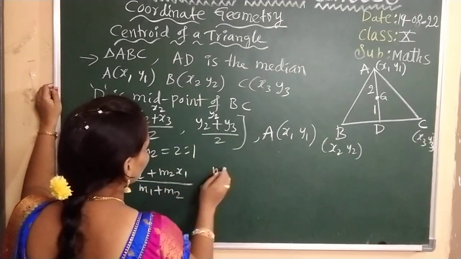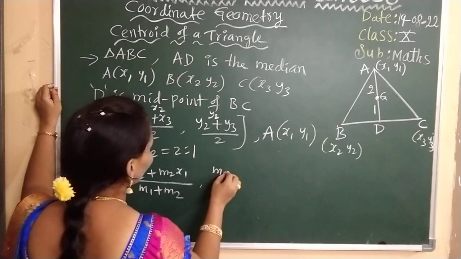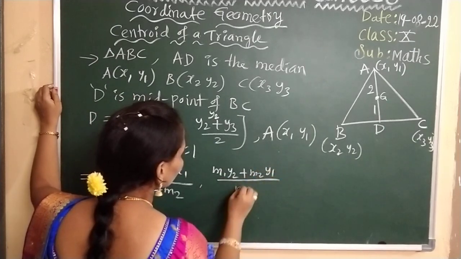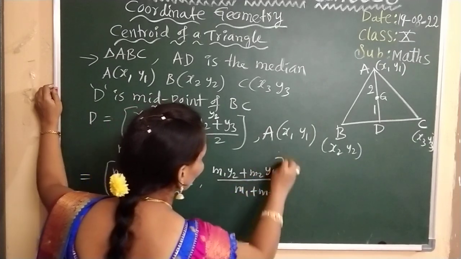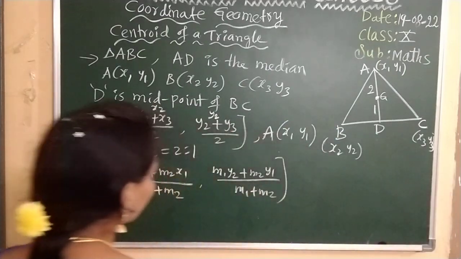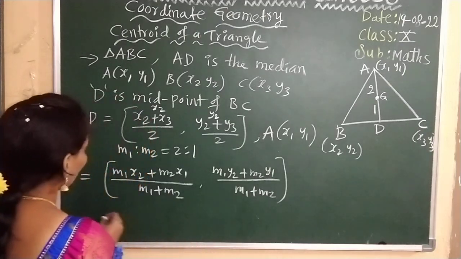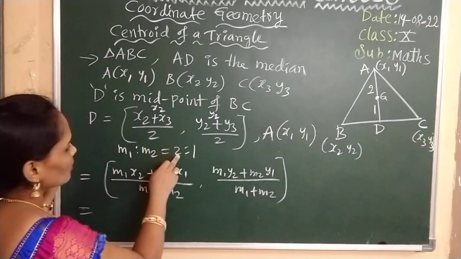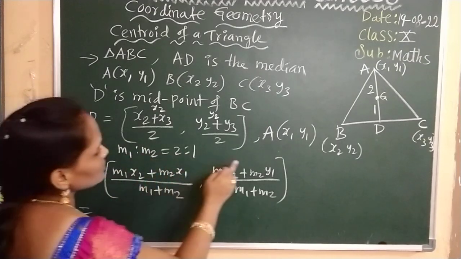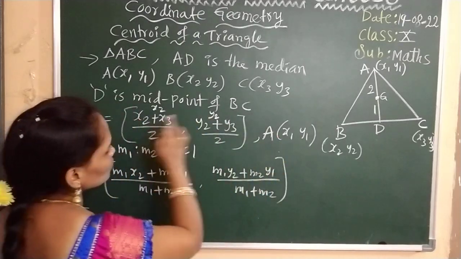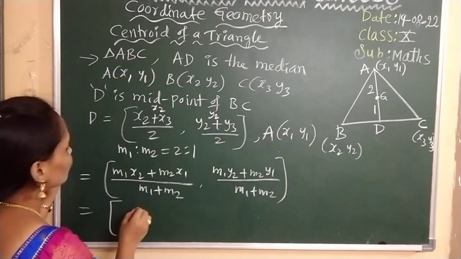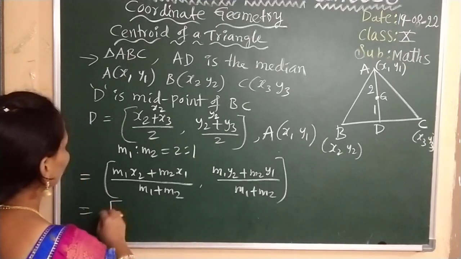Next, (m1 y2 plus m2 y1) divided by (m1 plus m2). That is what we took yesterday. Now all the values you know: m1 is 2, m2 is 1, and x1, x2, y1, y2. You can substitute all of them here and you will get the centroid of the triangle.